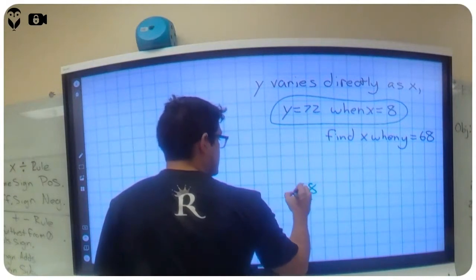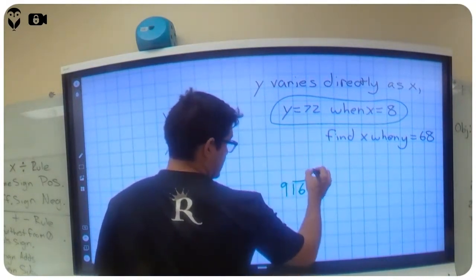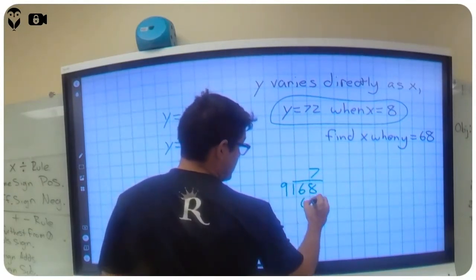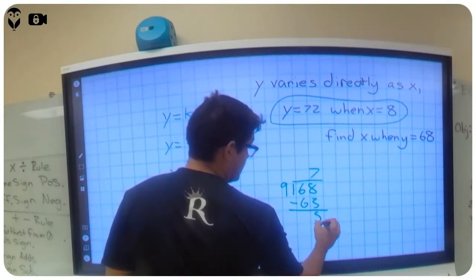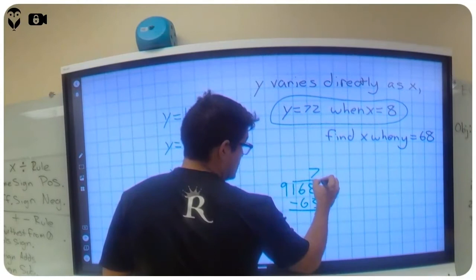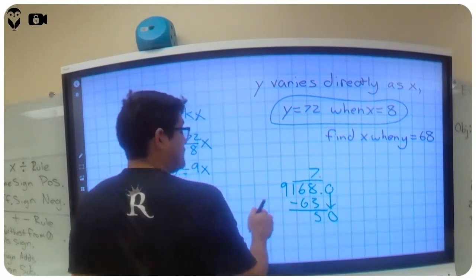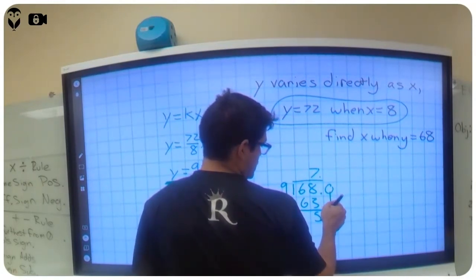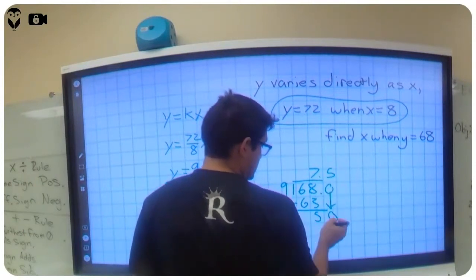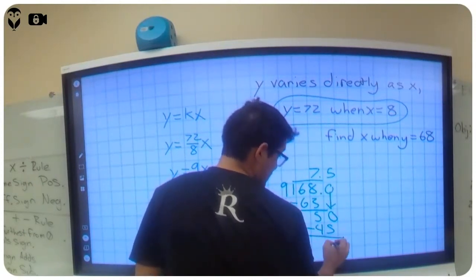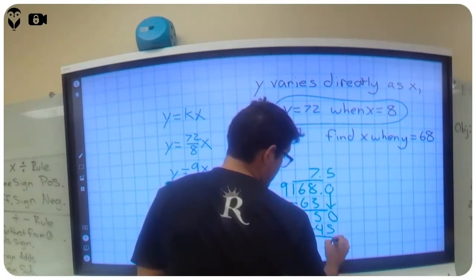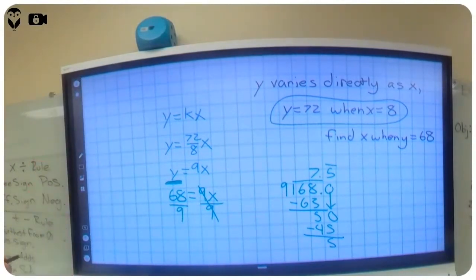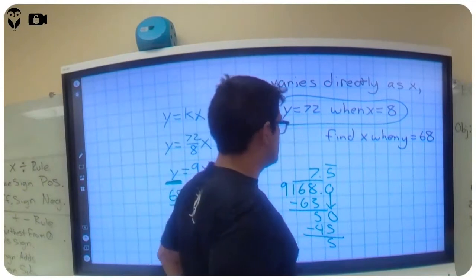68 divided by 9 is going to be 7. 7 times 9, that's going to be 63. That's going to leave me with 5. We're going to put a decimal point, bring down the 0. 50, 5 is too much. Oh, 5. So 5 times 9 is 45. Subtract, that's going to be a 5 again, so that's going to be 5 forever. So 7.5 forever will give me my solution. Okay, if we round, it'll be 8, but we'll just leave it like that.